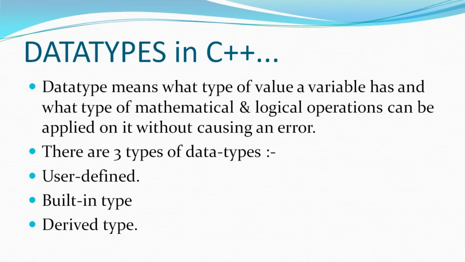In the last tutorial I told you how the compiler actually reads a keyword, a token, and detects whether it's a keyword or not. In the same way, int is detected by the compiler as a keyword. And what is a keyword? It is a type of data type. So a data type means what type of value a variable has in the memory. Okay. So there are basically three types of data types. First is user defined, second is built-in type, and third is derived type.